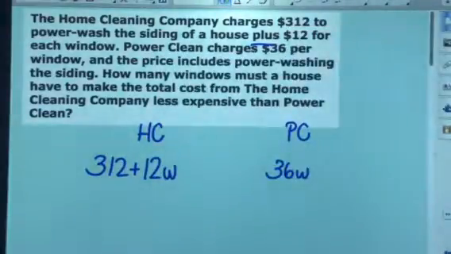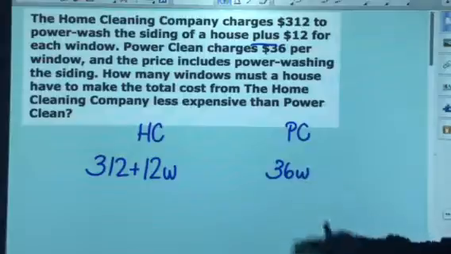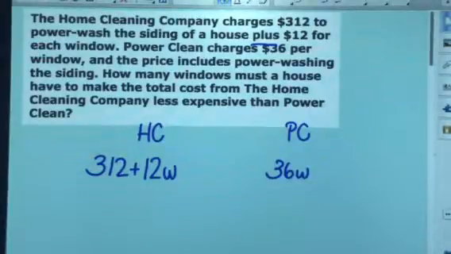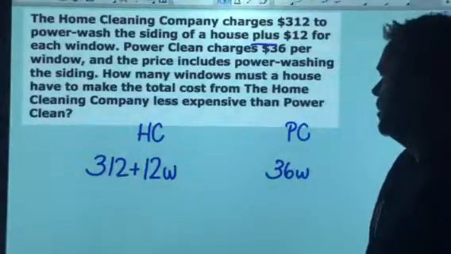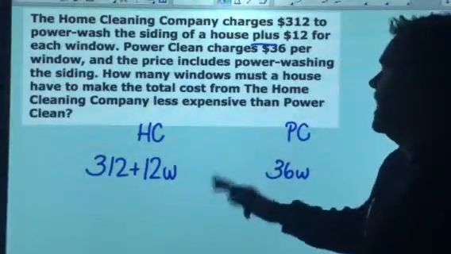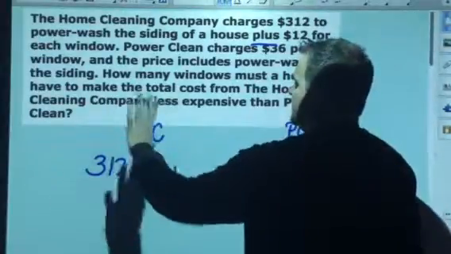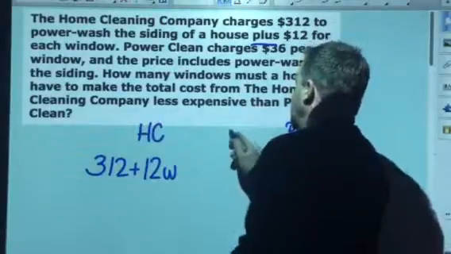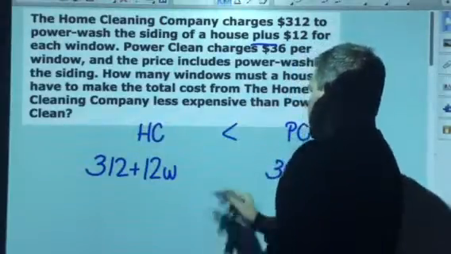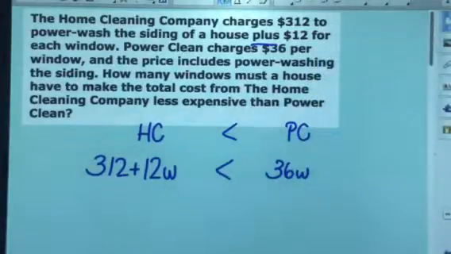So really, the first thought that you should have in your head is, okay, which company is going to be the better buy? And it really is going to depend on how many windows you have. So it says here, how many windows must a house have to make the total cost from home cleaning less expensive than power clean? So we want to know when that is going to be less. Okay, so it's going to look when home cleaning is less than power clean. When this equation is less than that equation, or that expression.